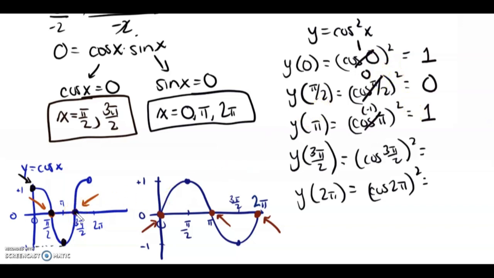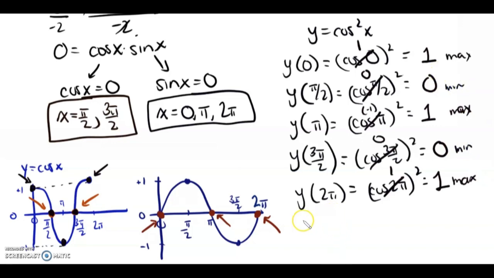Cos of 3 pi by 2 is 0. 0 squared is 0. And cos of 2 pi right here is 1. So 1 squared is just 1. So we're going to have a max at the 1s and a min at the 0s.